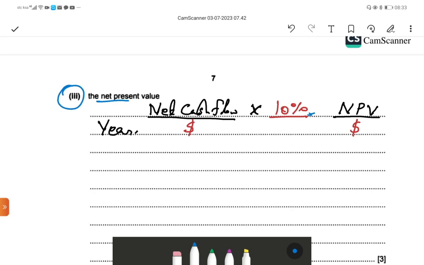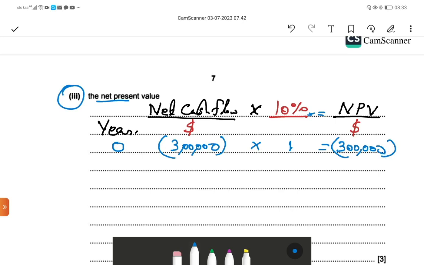So the first one to calculate net present value, we have to do year 0. We put year 0 because that is the year when we are doing the investment. We invested 300,000 cash paid. This net cash flow means paid. We multiply with 1, which is equal to minus 300,000. So the first year we are done.